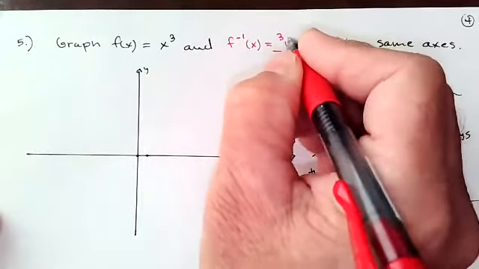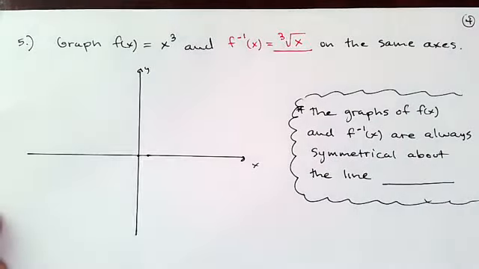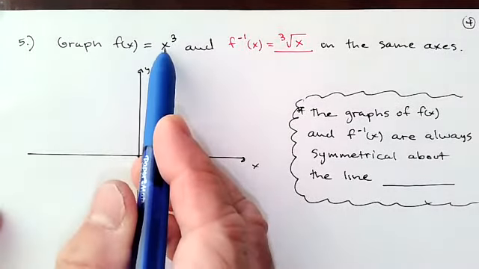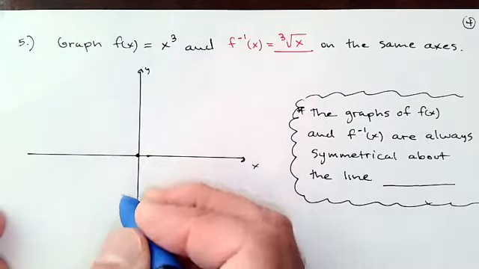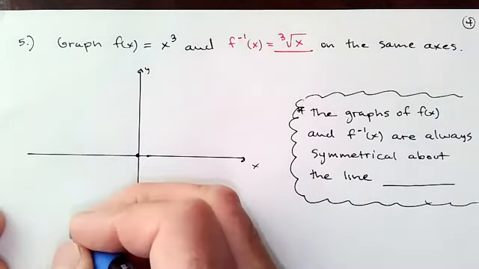Well, it would make sense. You should plug it into the cube root of x function, right? That's the inverse of cubing something. So let's graph these together. F of x equals x cubed is one of our important graphs. It's a good graph to know. It's a base graph, a parent graph.